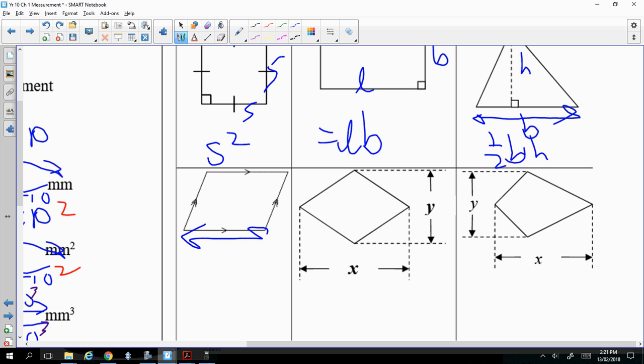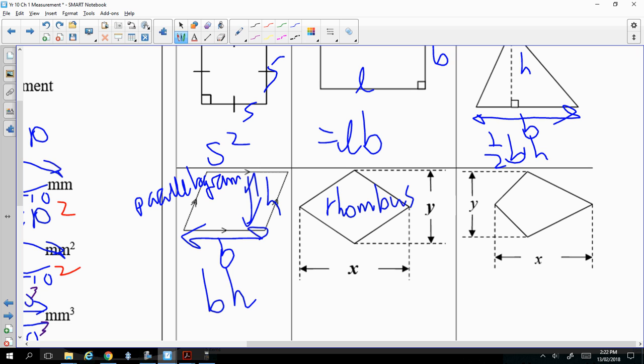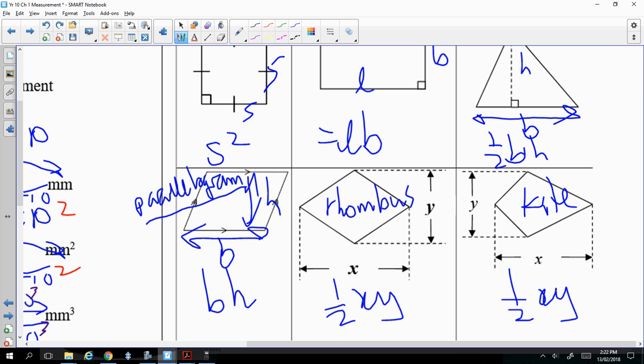And the area of the rhombus, I should write their name. This is a parallelogram. Rhombus is half times the 2 diagonals. Same for the kite, which is half XY. Okay, question. All good?